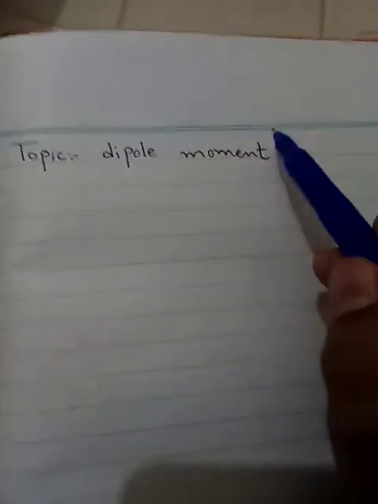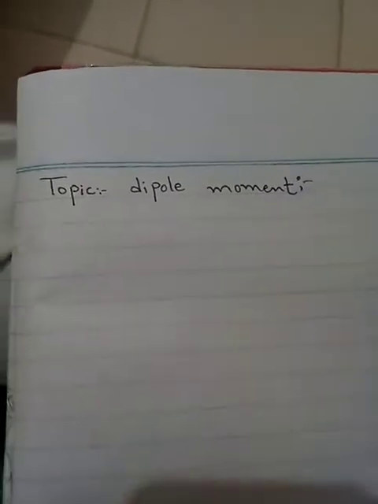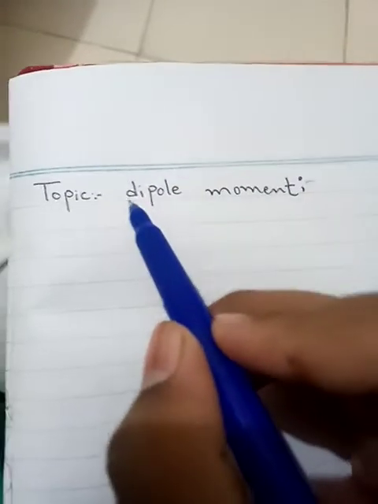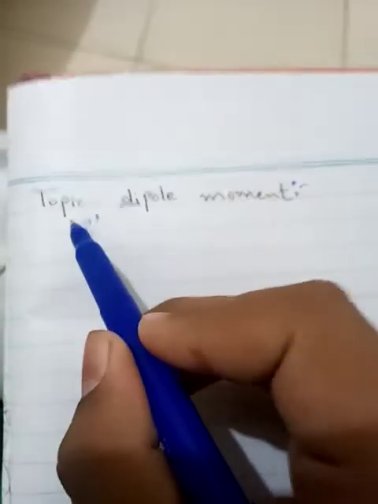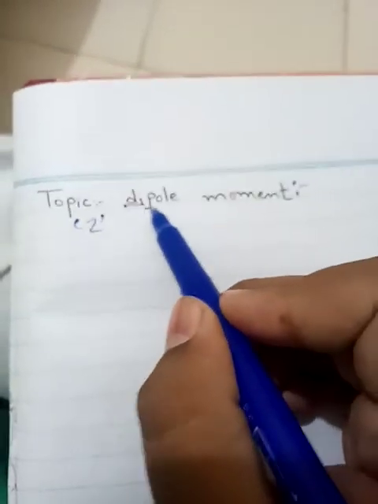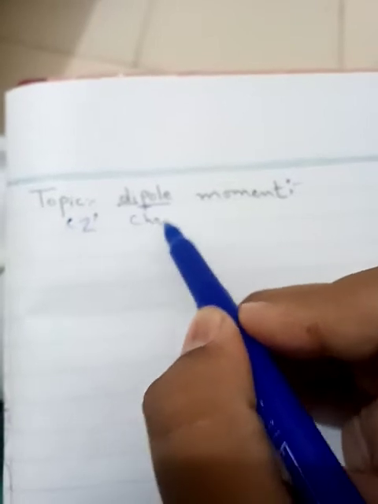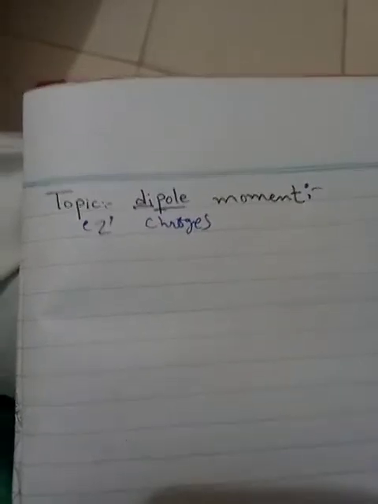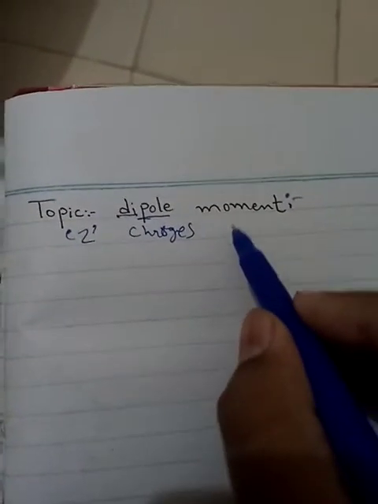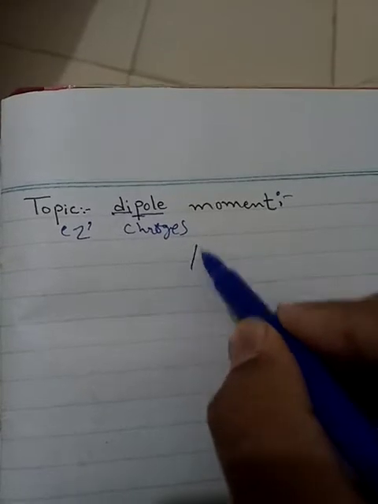Today our topic is dipole moment. So starting with our topic, di means basically two and pole means charges. So the full meaning of dipole is two charges, and this is a property in molecule.